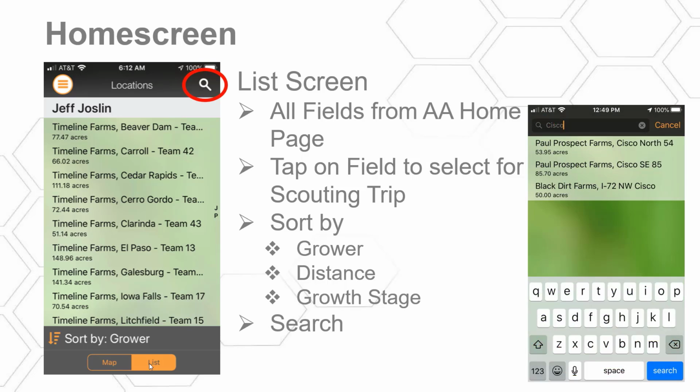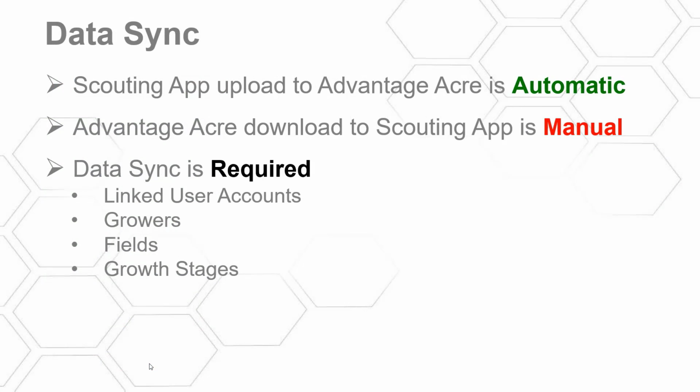One more aspect that we have is that search, the magnifying glass up in the top right corner, and when we tap on it, a search bar opens up. I've typed in Cisco, as you can see here, and as soon as I did, I have three fields that have Cisco in their name, and I can choose whichever one I want to tap on to start my scouting trip. Okay, so that's the basics of the home screens, the main things we want to look for.